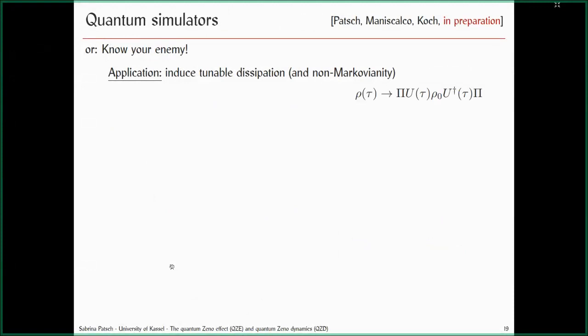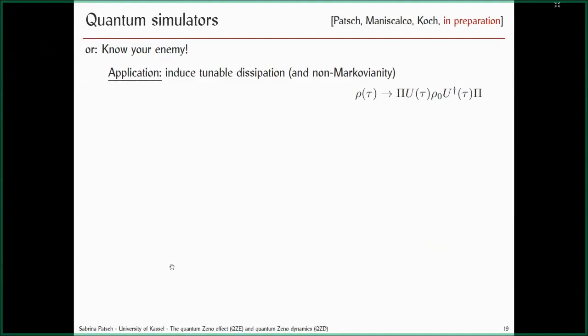So where's the dissipation coming from? Here you see again the equation that I showed you already a few slides before. So this is the measurement process. You start on the right side with the initial state, you have some free evolution during the time tau, and then you have the projection. And during this step, our state is getting mixed.